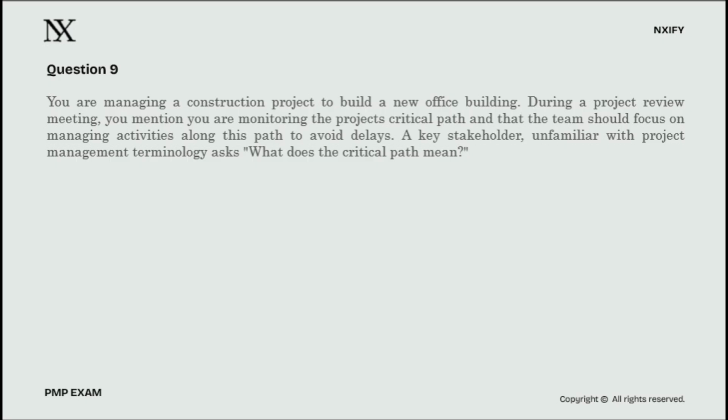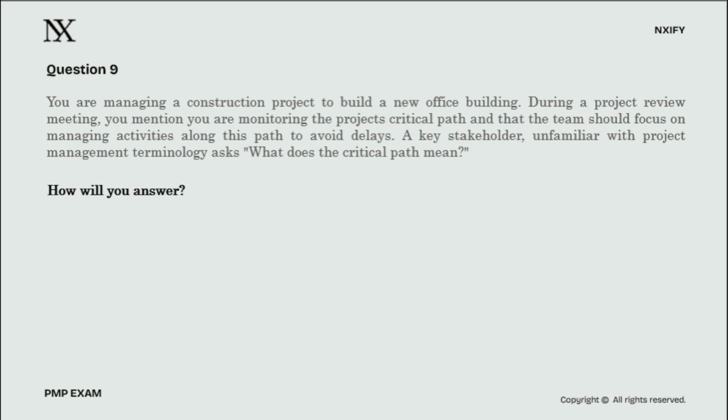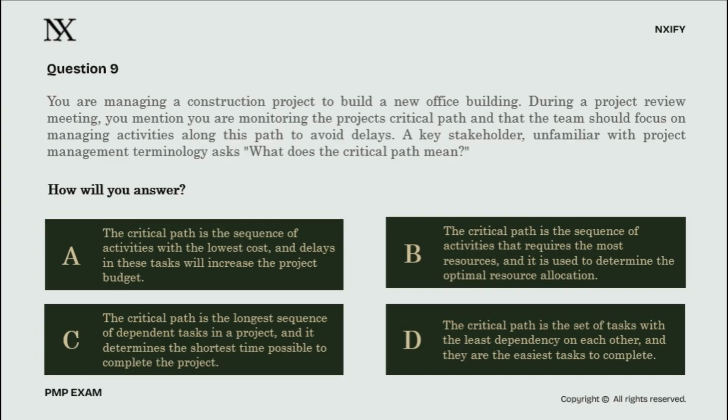A key stakeholder, unfamiliar with project management terminology, asks, "What exactly does the critical path mean in our project?" How will you answer? How do you explain the invisible engine of the schedule? Here are our 4 potential paths, the strategic options on your grid. Each one sounds structural. Each one uses terms you'll recognize from your studies, but only one is the official definition of reality in scheduling. Let's test each one against PMI's strict rules.